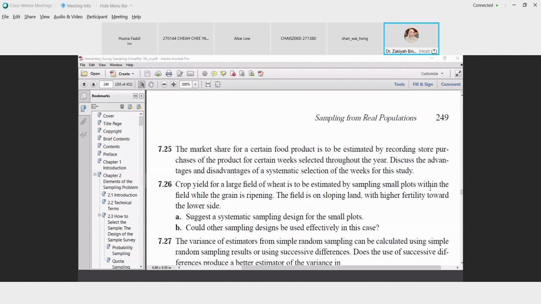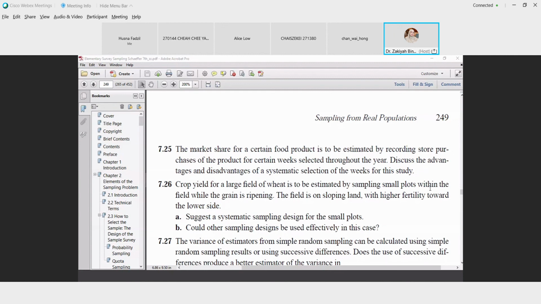What would be more accurate? SRS not okay because why? It's got ordering, isn't it? The lower side is more fertile, meaning that the crop yield will be higher. So if you use SRS, it may be sort of imbalanced, but if you use systematic, you will cover everything, from the top until the bottom.